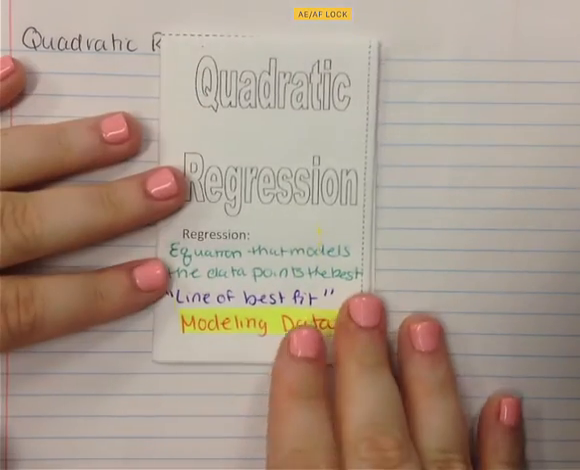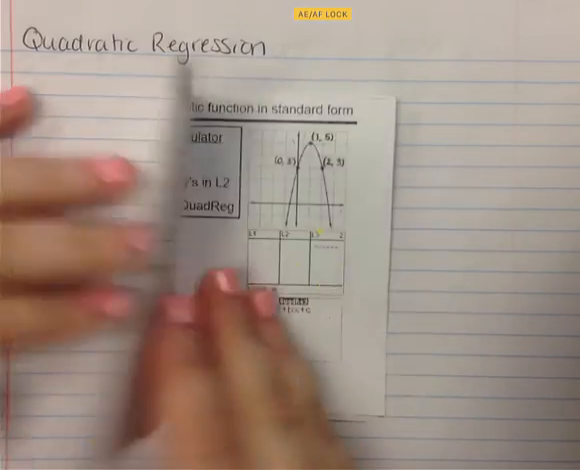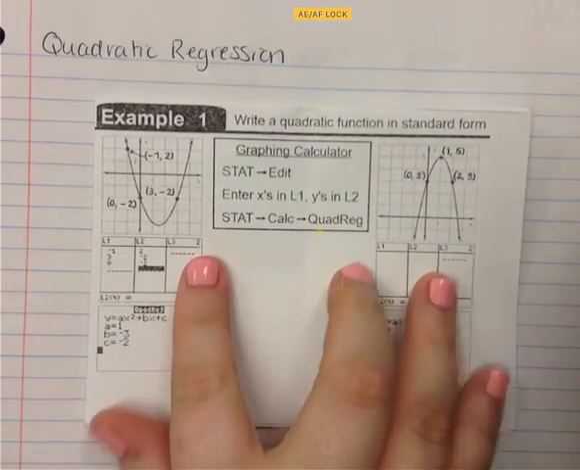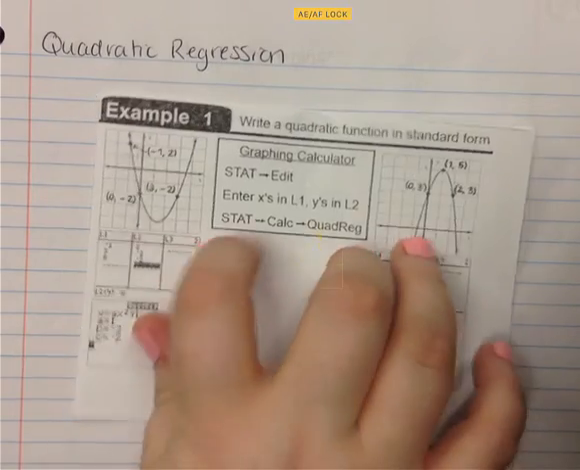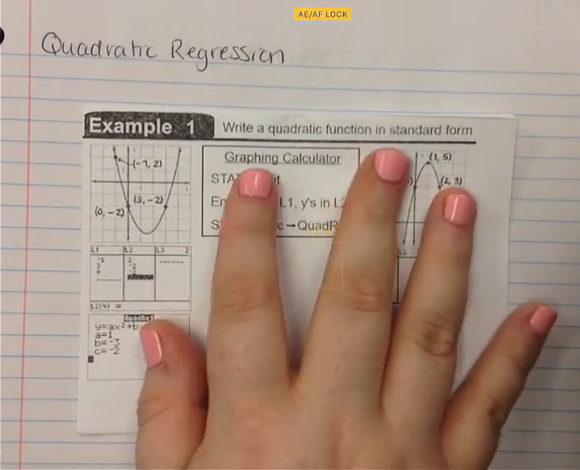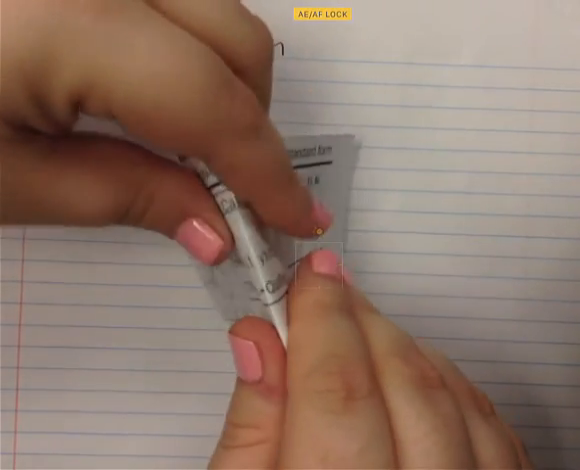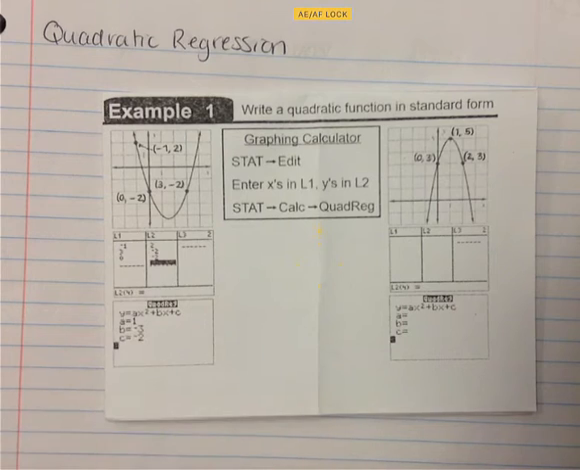Now I'm going to open this up and I'm going to show you the first example. I'm going to show you how to do regression. There are two types of calculators we want to make sure we can use, the older calculators and then the newer calculators, because you do the same things in the calculator, but the way you do them is slightly different.